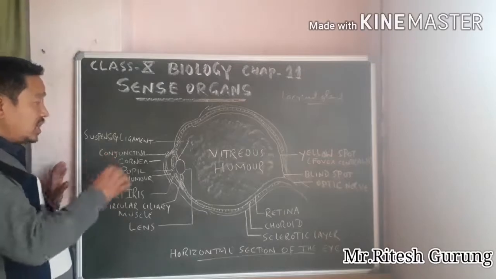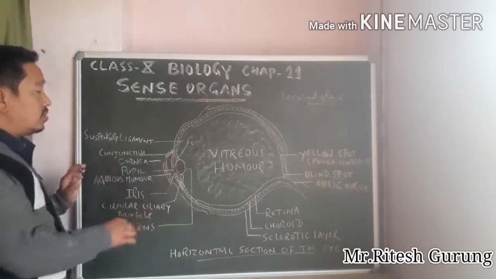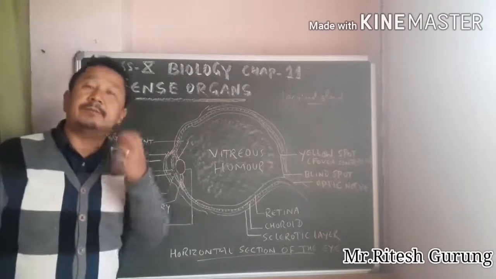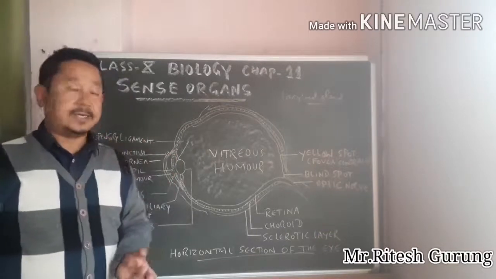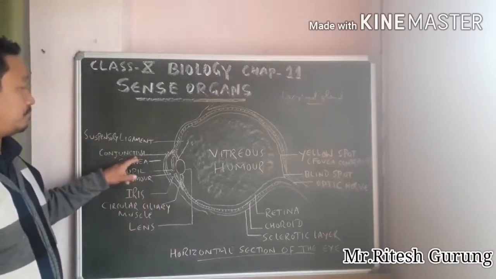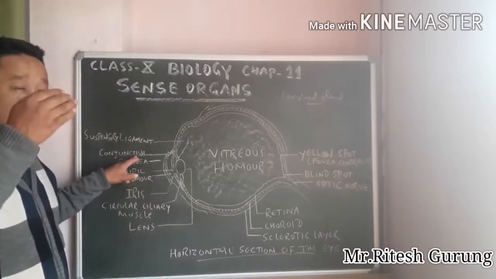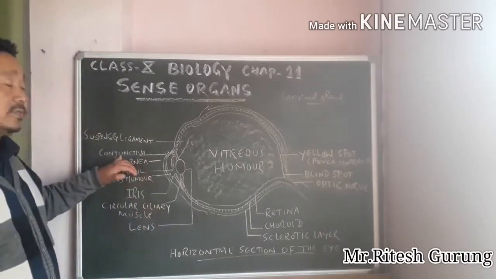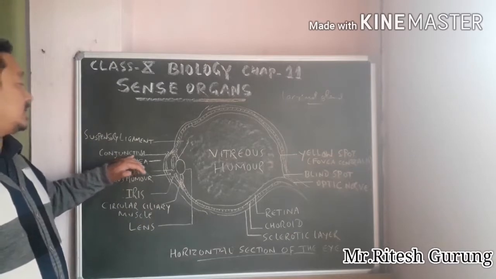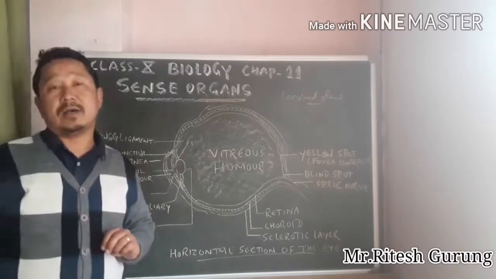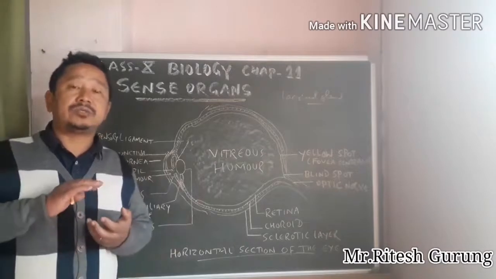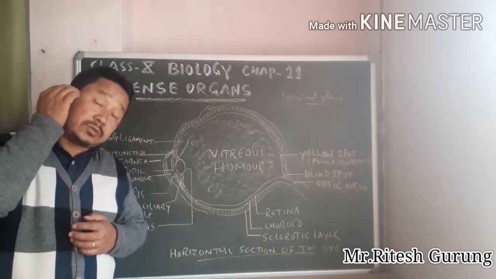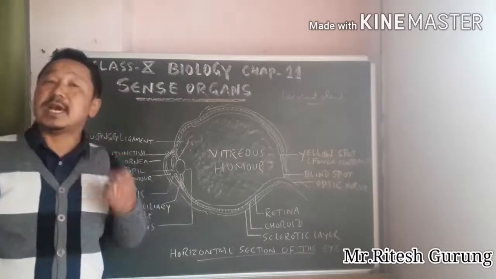As I have already drawn here, the outermost thin membrane of the eye, covering the entire frontal part of the eye, is the conjunctiva. It extends to the inner lining of the eyelid. This is the eyelid, and it goes up to the inner lining of this eyelid also.